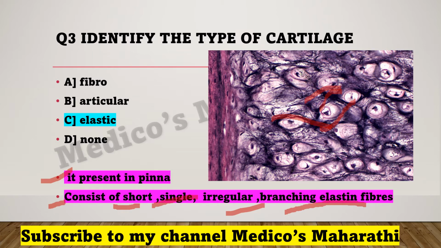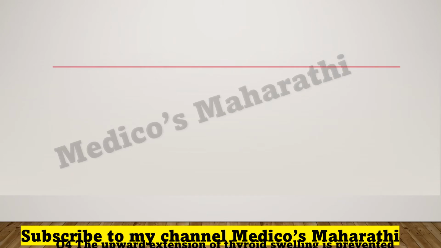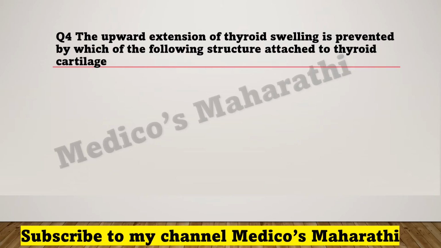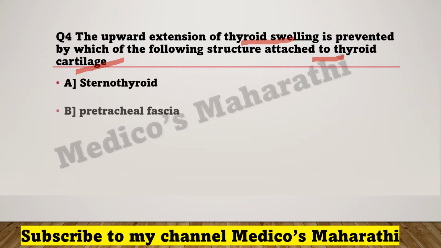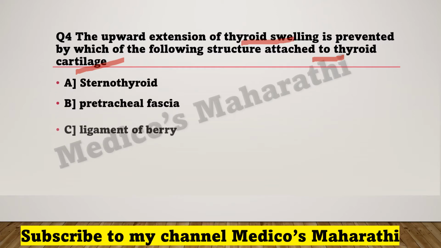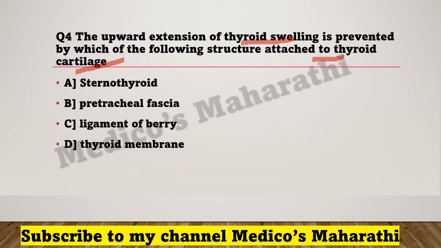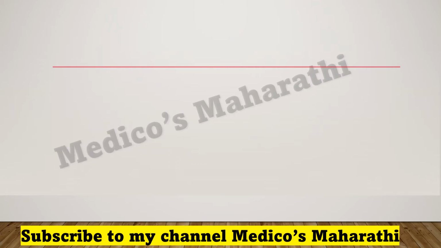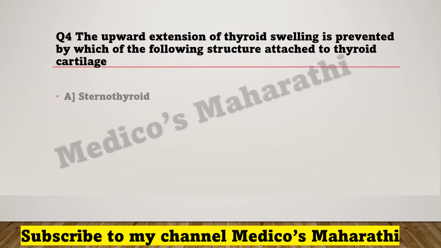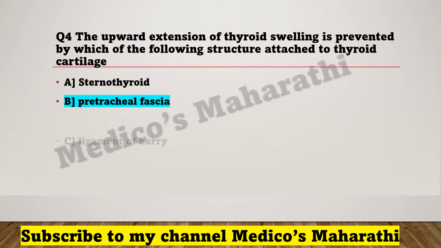Okay, what is next question? The upward extension of thyroid swelling is prevented by which of the following structure attached to thyroid cartilage? The options are sternothyroid, pretracheal fascia, ligament of Berry, thyroid membrane. So my dear friend, the correct choice is pretracheal fascia. Okay, how it is correct?